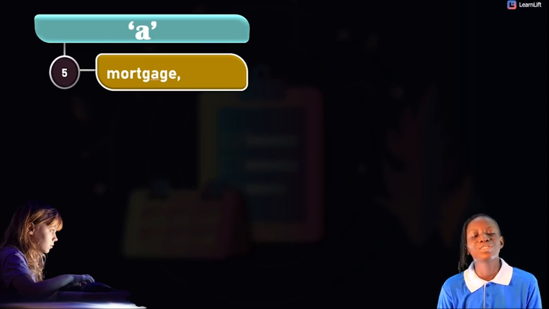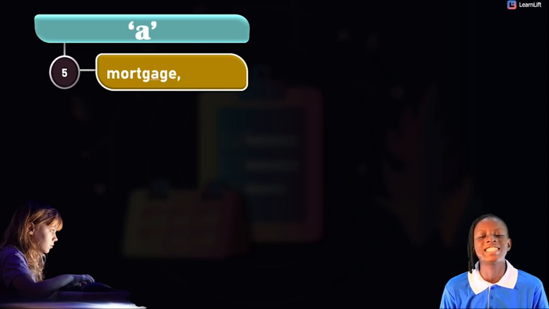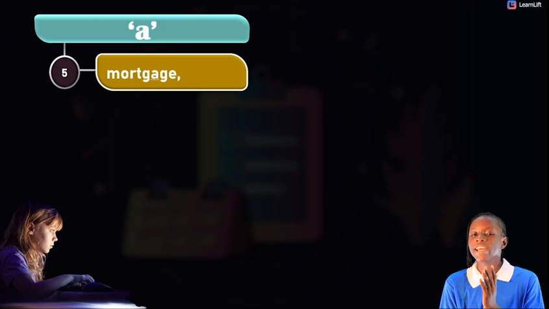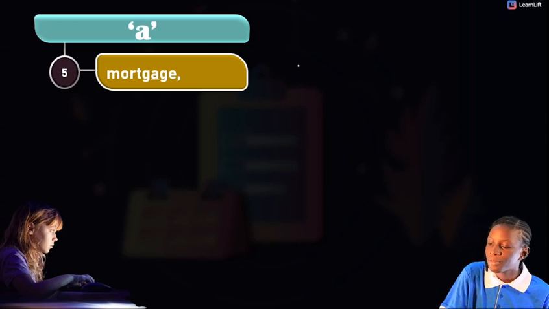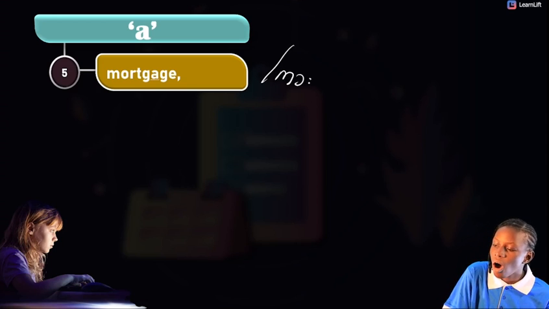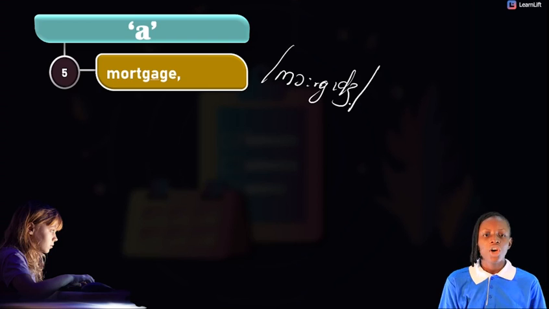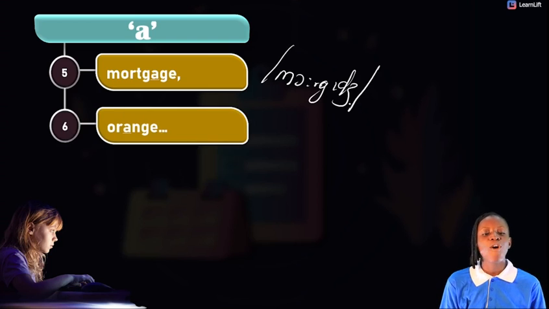Now I want you to take note of this mortgage. It's a regular JAMB word. JAMB has picked interest in this word mortgage, so take note of it. Know its transcription and its pronunciation. So my mortgage, not mortgage. Note this, mortgage. Quickly, the next example we have orange.